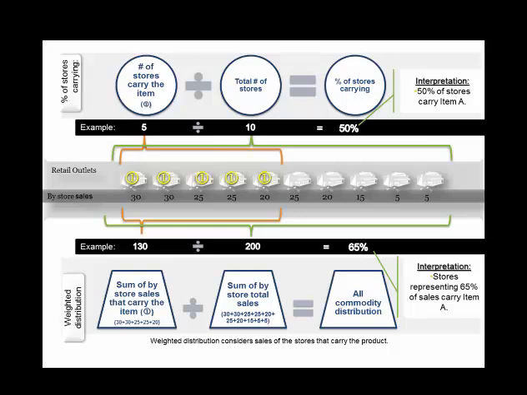What is the sum of total store sales? That's the 200 number here. So in the top example, basically everything's worth 1, right? All 10 are worth 1. Add them together, our total is 10. So 5 divided by 10, 50%. Here we're just adding together the sales numbers. So all this 30 through 5 equals 200.